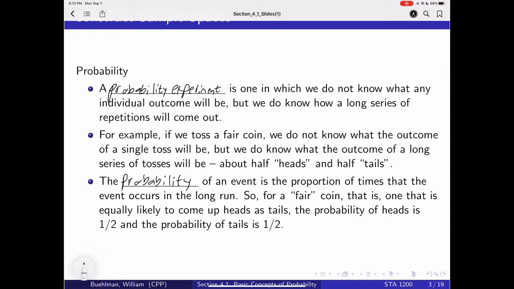The probability of an event is the proportion of times that the event occurs over the long run. So for a fair coin, that is one that is equally likely to come up heads or tails, the probability of heads is 1/2 and the probability of tails is 1/2.